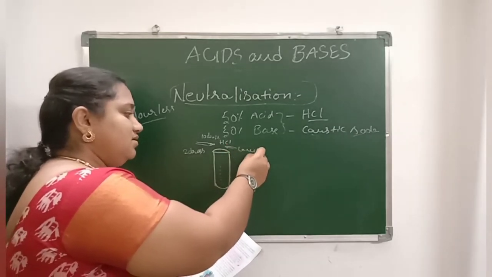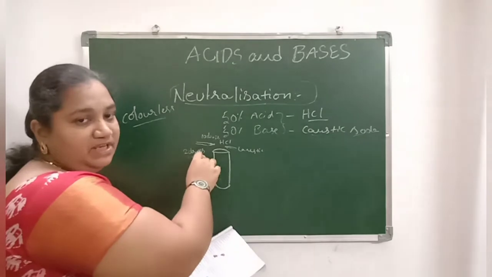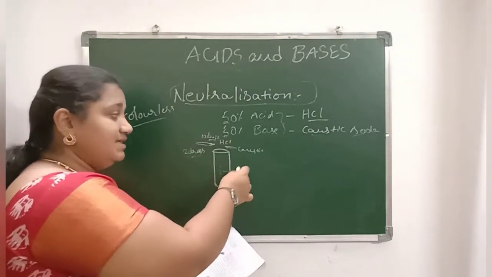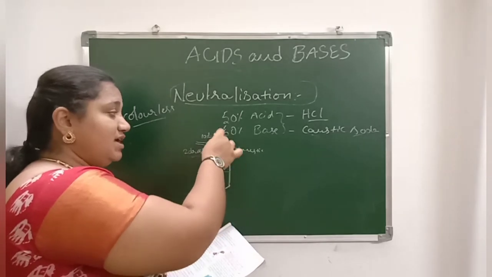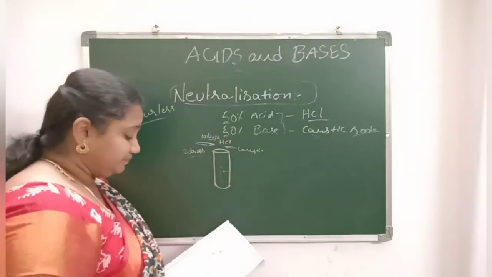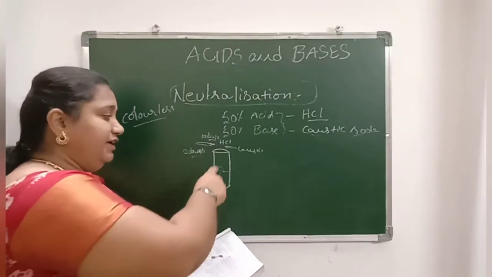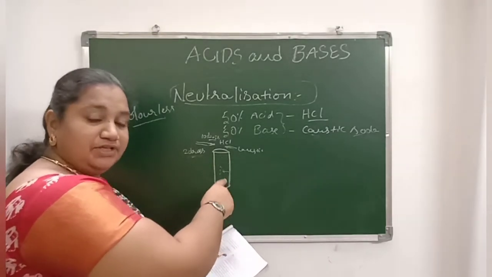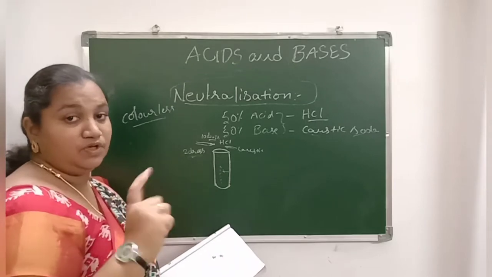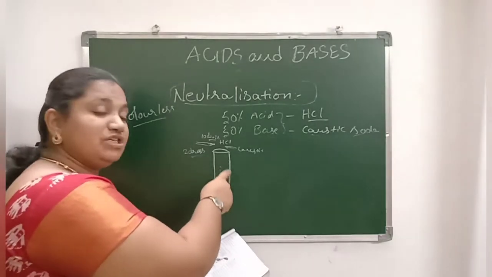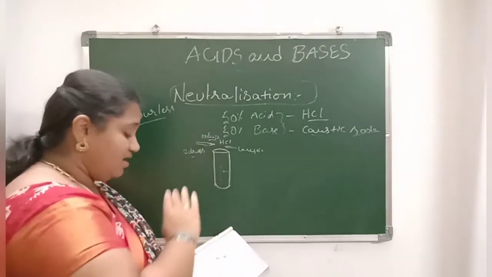You have already added phenolphthalein, children. You have added 10 drops of HCl. The solution is colorless. And now you are adding caustic soda, the same 10 drops. After each drop, shake the test tube well. Every time you add the caustic soda solution, you have to shake the test tube well so that the solutions get mixed very well.